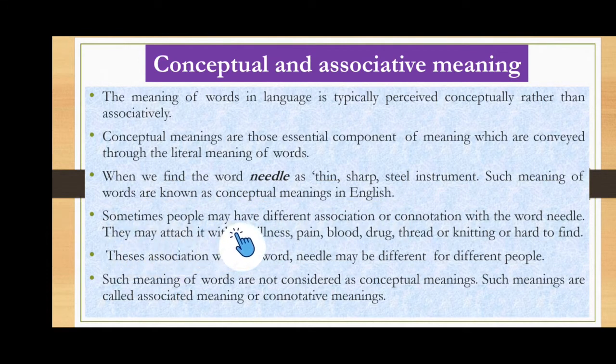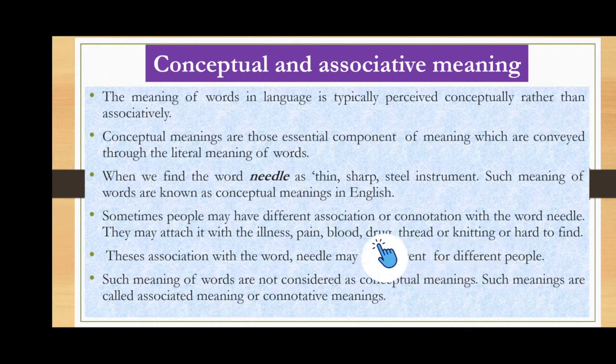Now, sometimes people might have different associations or connotations with the word needle. They might attach it to illness, pain, blood, drug, thread, knitting, or hard to find. These are all associative meanings which are associated by people on a particular occasion. Because sometimes when they say like a needle, they mean illness, or they mean pain, or blood, or drug, or thread, or knitting, or hard to find, because it is hard to find a needle.